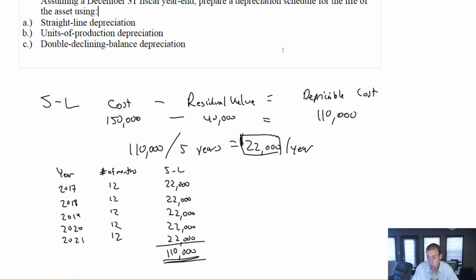Let's just continue where we left off and look at units of production. So what units of production says is, it doesn't matter that time's going by, it matters how much you use your asset. Units of production starts exactly as straight line started, though. We take the cost minus the residual value and we compute the depreciable cost.